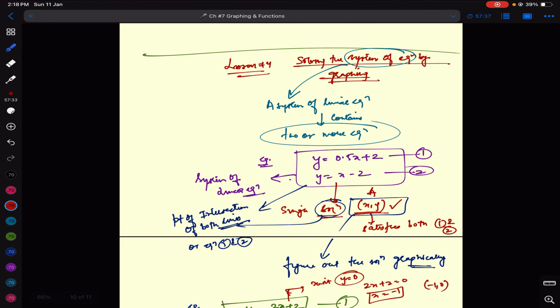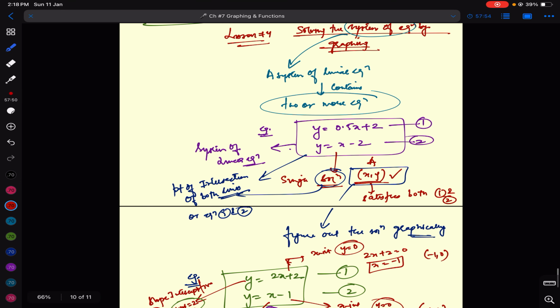In lesson number 4 we saw what exactly a system of linear equations is and how we figure out the solution of the system of linear equations. What we learned is we draw the 2 lines individually, as we already know how to graph a linear equation, and we see where these 2 lines intersect. That intersection point becomes the solution of the system of linear equations. Okay, so that was all about chapter number 7.